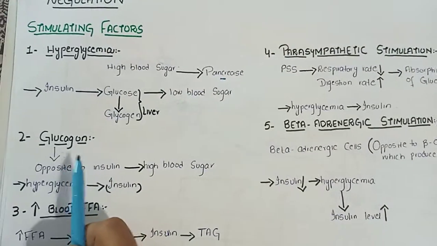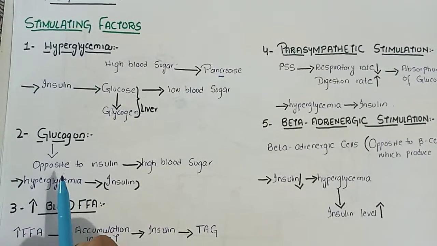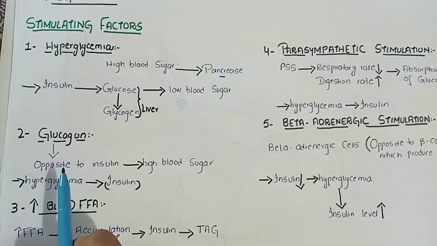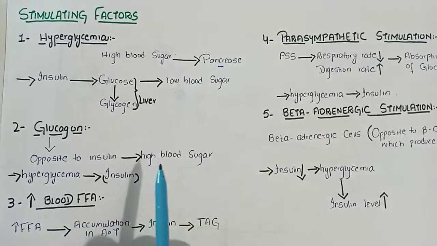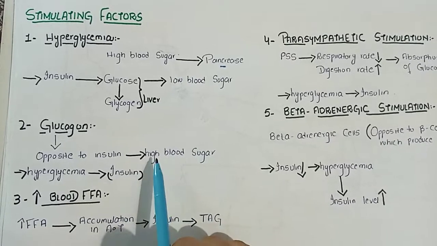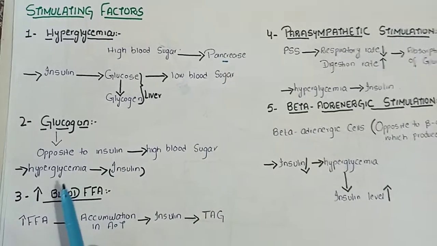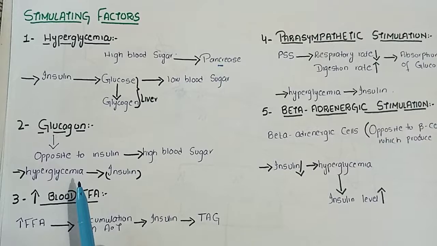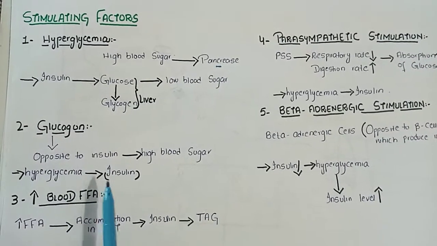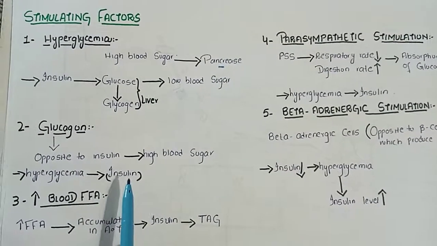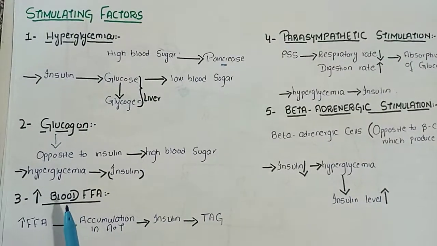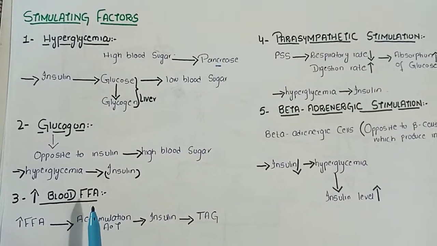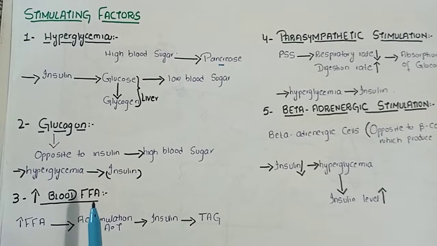The second effect is the glucagon. Glucagon is the hormone which is opposite to the insulin, and it will cause the high blood sugar level, and in other words it will cause the hyperglycemia, and hyperglycemia is the stimulating factor of the insulin, as I told you before. The increased blood free fatty acid concentration also stimulate the insulin secretion.